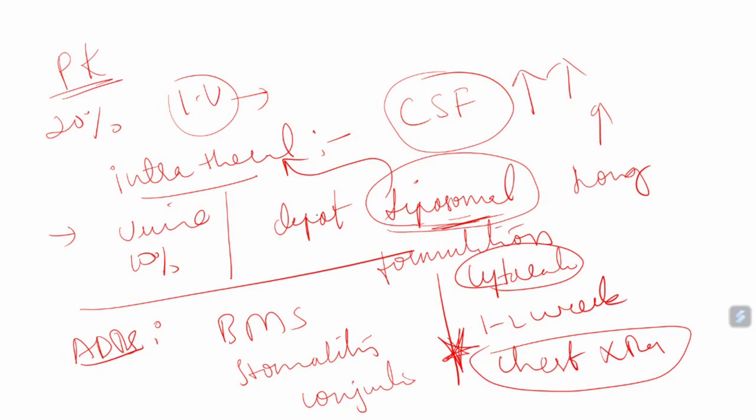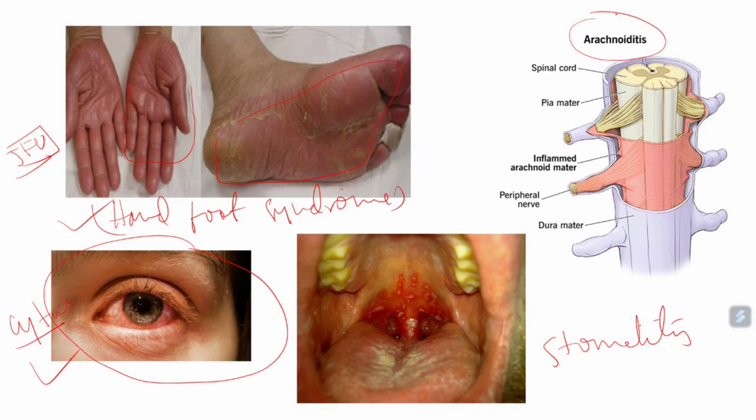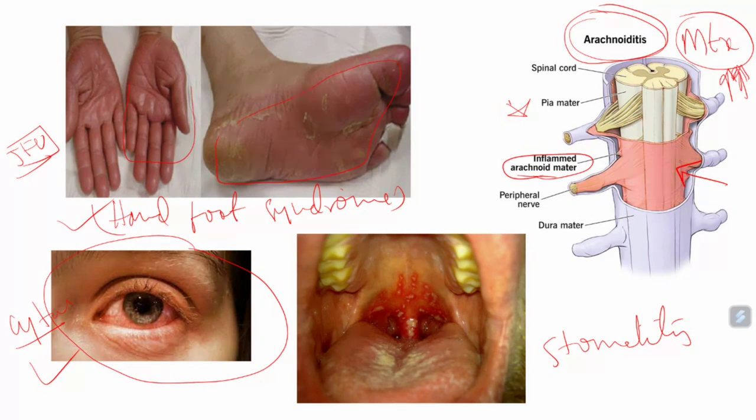One more important point: as I told you, it is given through the intrathecal route and is concentrated very well in the cerebrospinal fluid. If it is given through the intrathecal route, it can cause arachnoiditis. Actually, the arachnoid membrane is present in the spinal cord. So when it is given intrathecally, it causes arachnoiditis, inflammation of the arachnoid membrane of the spinal cord. This is another adverse effect. And remember, when cytarabine is given intrathecally along with methotrexate, its adverse effects are very, very high. That's why, when cytarabine is given along with methotrexate, you have to be very, very careful about arachnoiditis and other associated adverse effects. These are important points about cytarabine.